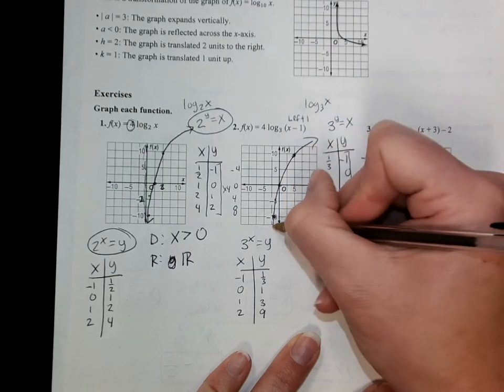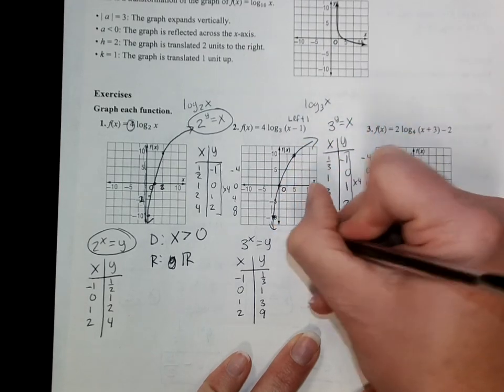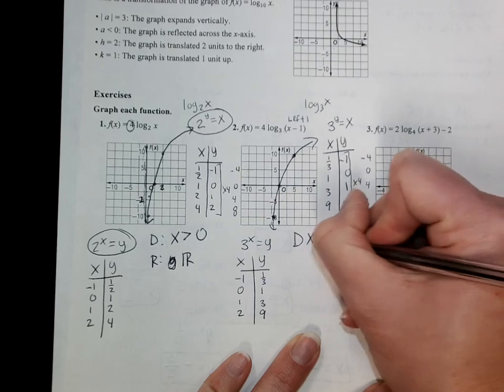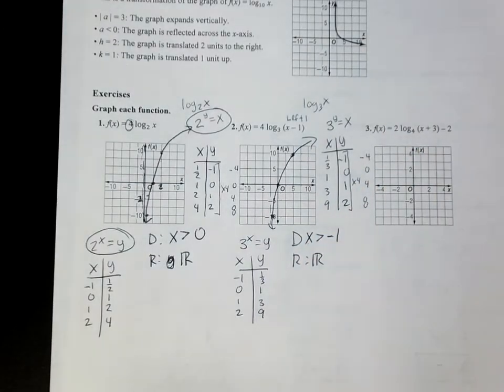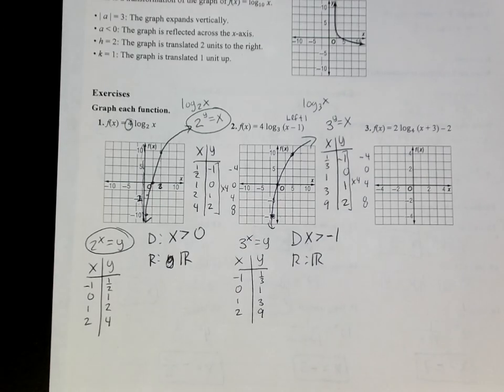Okay, domain on this one, because I moved it left 1, is going to be x is greater than negative 1. Range is still all real numbers. I'm not going to finish the last one. We don't have too many of these that you have to do.